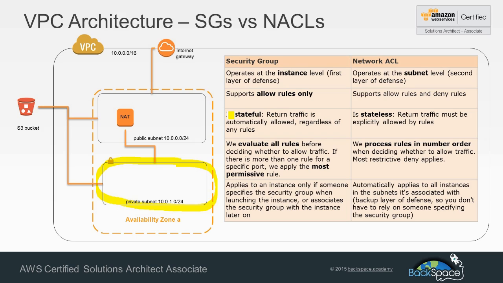In contrast, with a network ACL, we process rules in number order when deciding whether to allow that traffic or not. And the most restrictive deny applies. Not the most permissive, the most restrictive deny applies with a network ACL. A security group applies to an instance only if someone specifies a security group when launching that instance, or associates a security group with the instance later on. In contrast, a network ACL automatically applies to all instances located in the subnet it's associated with. It's a backup layer of defense, so you don't have to rely on someone specifying a security group. So any instance that is launched within this private subnet will be associated with the network ACL for that private subnet.